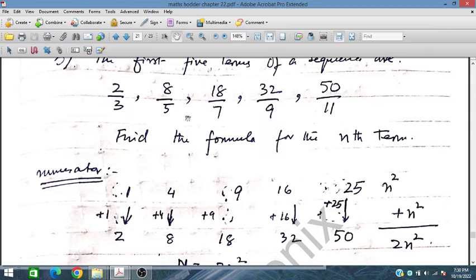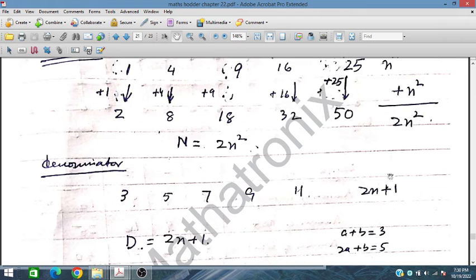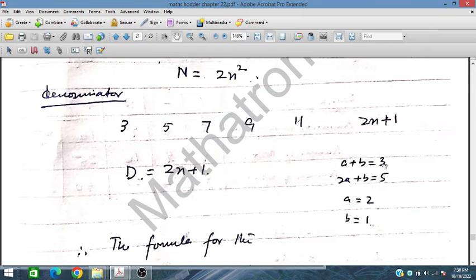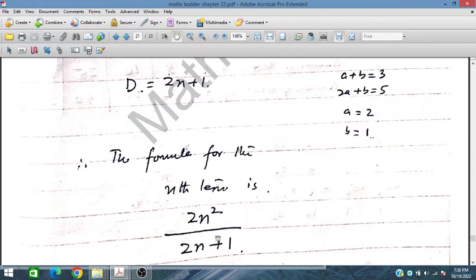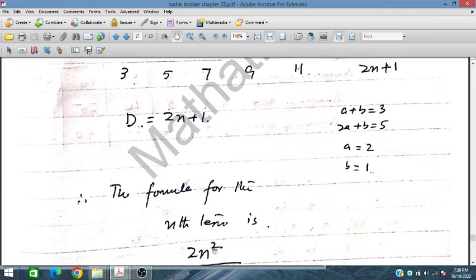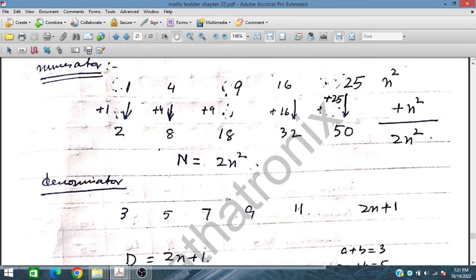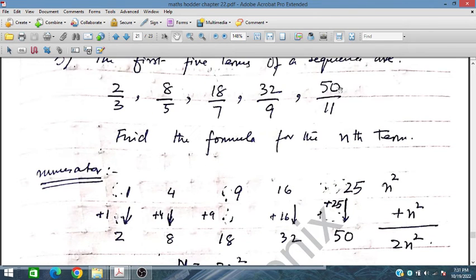For the denominator, 3, 5, 7, 9, this is an odd sequence, so this is 2n minus 1. Since the number 3 started, this is plus 1, so we get 2n plus 1, which can be obtained with the same formula using 3 and 5, the first term and the second term, to get the a value and b value. The formula for the nth term is 2n squared divided by 2n plus 1, with denominator 2n plus 1 and numerator 2n squared. This is the sequence used here to get this formula.